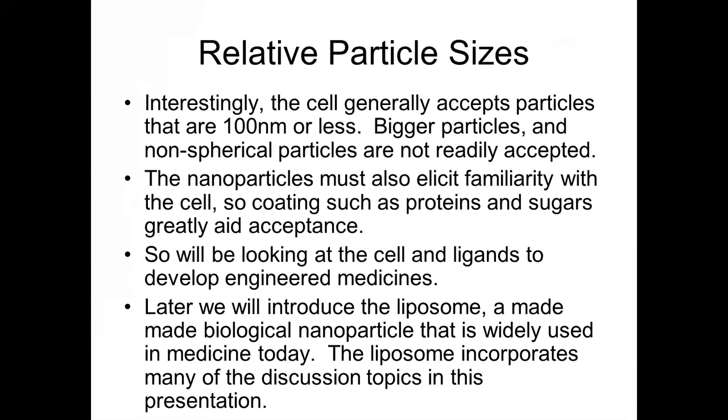So it's interesting that people have done studies on cells, and they have taken nanorods and nanospheres and tried to have cells uptake those, and they're always preferential to the spheres over the rods or a triangle or a square, etc. So the thing that the cells like the most is spheres and circles. So nanoparticles almost must also elicit familiarity to the cell. So coatings such as proteins and sugars greatly add to this acceptance.